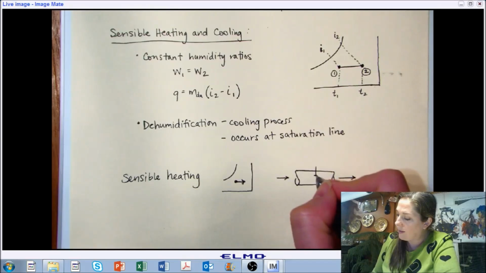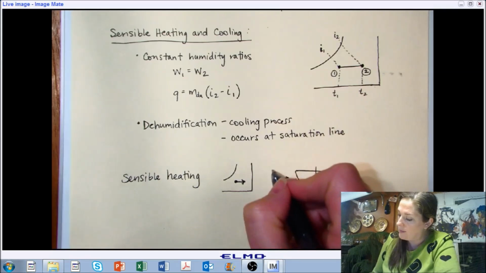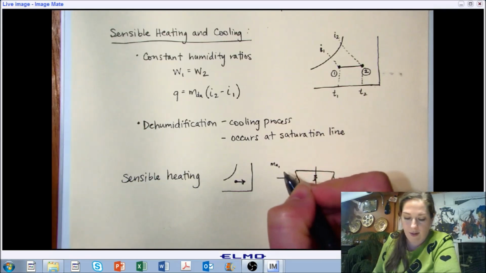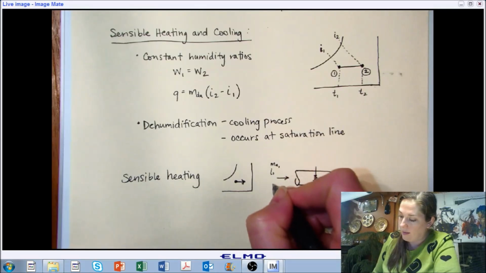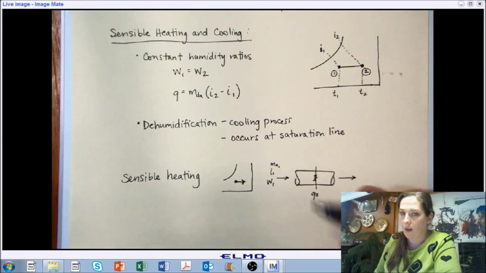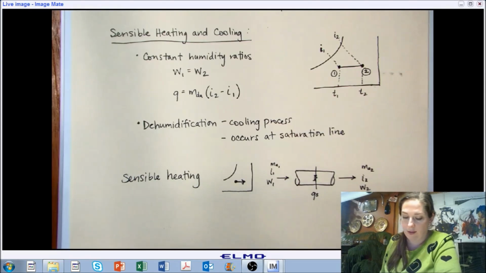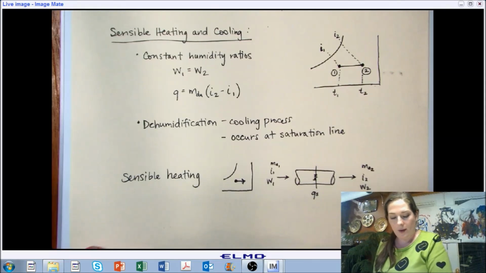And somewhere within that we have a heating element that is supplying some amount of sensible energy or sensible heating. We have some mass of air going in. The air going in has an enthalpy associated with it and a humidity ratio and all the other properties, but those are the two key ones we need in order to work with sensible heating. And then mass coming out and the properties associated with the air that's coming out.